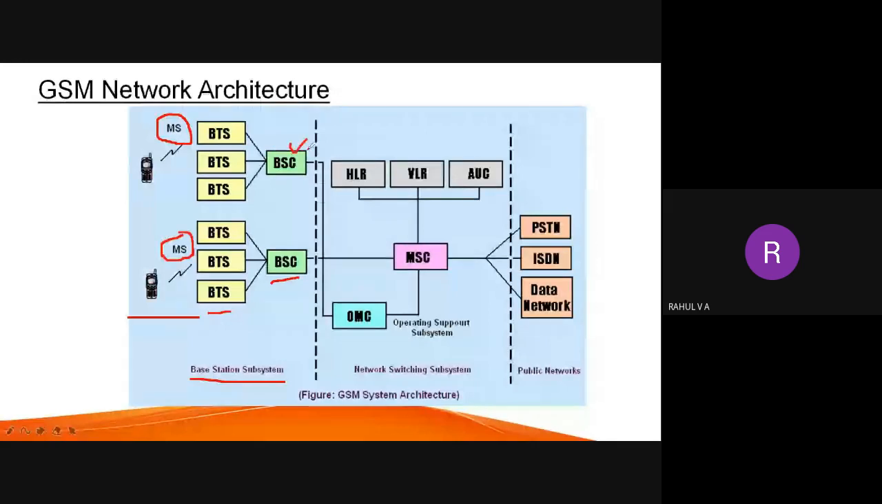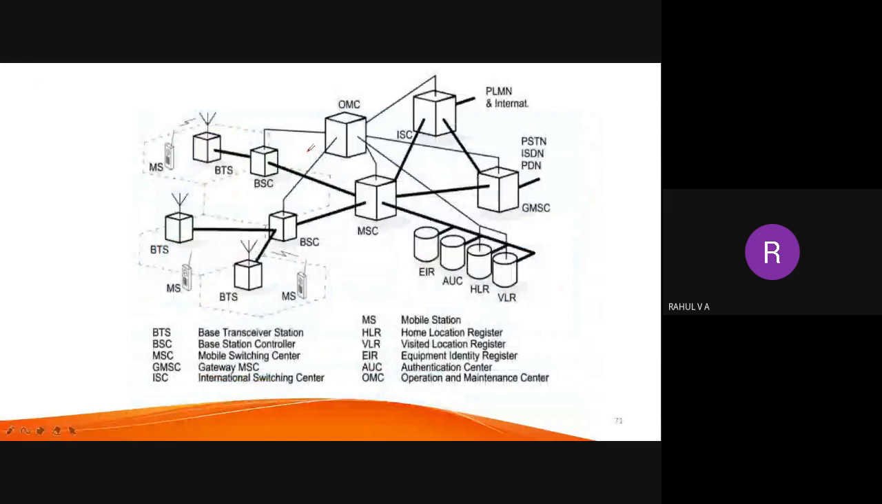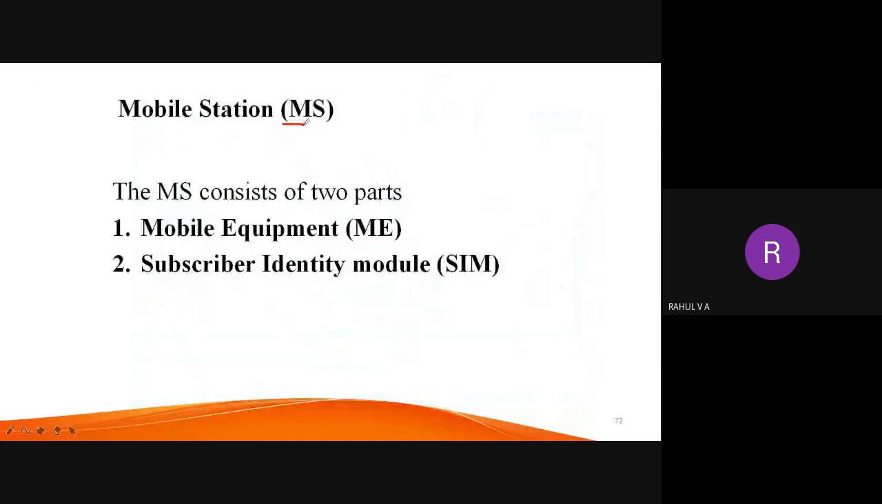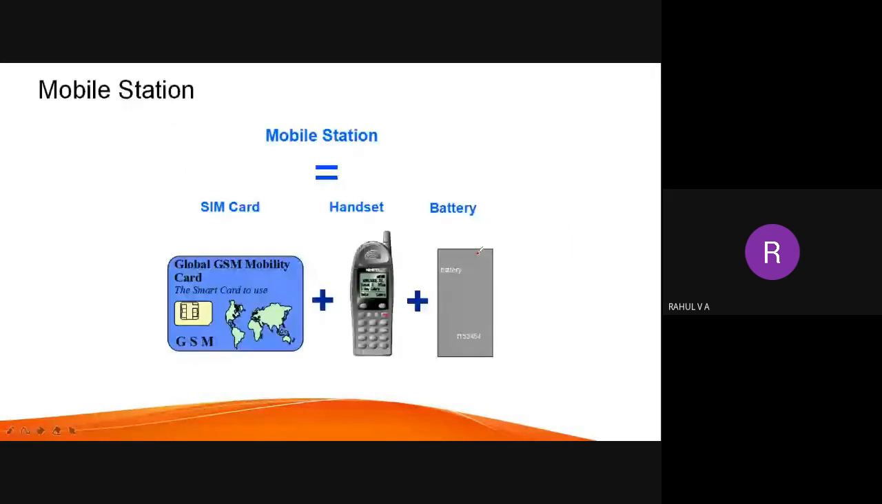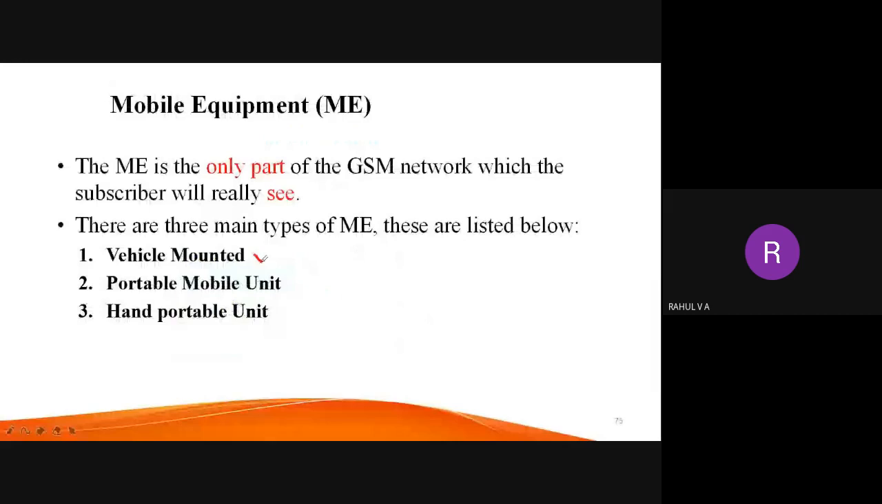And we have seen what is mobile station. Mobile station means mobile equipment plus SIM. So mobile equipment means it can be vehicle mounted. We can see it in the car for GPS related applications, and it can be a mobile phone or any portable mobile unit for map tracking and many other applications. Tablet, your mobile phone, GPS module, etc. are examples of mobile equipment.